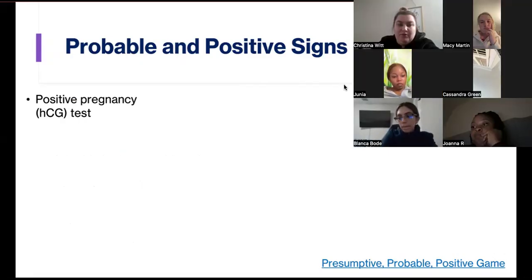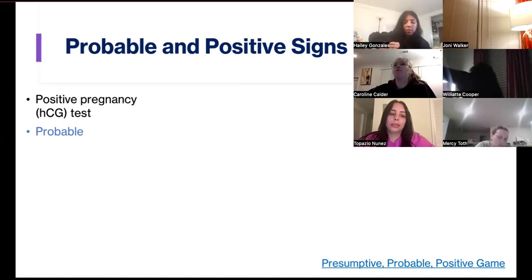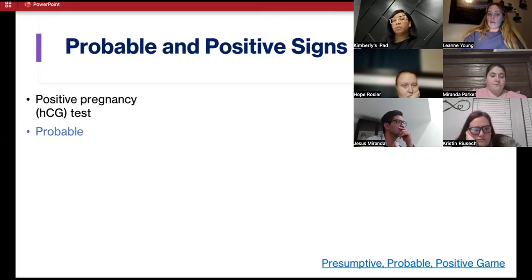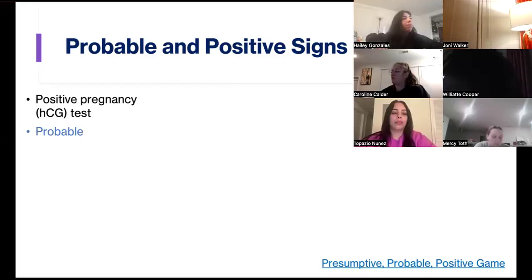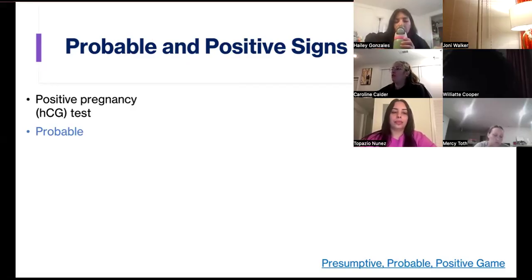Positive. So this one would be probable. Just because somebody has a positive pregnancy test does not necessarily mean that they are pregnant, because HCG can be elevated due to a bunch of different things. Probably one of the biggest ones is an ovarian tumor, which can cause HCG levels to go up.